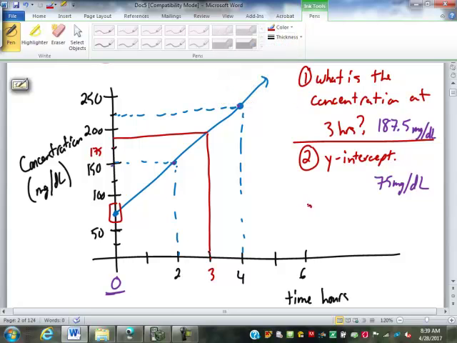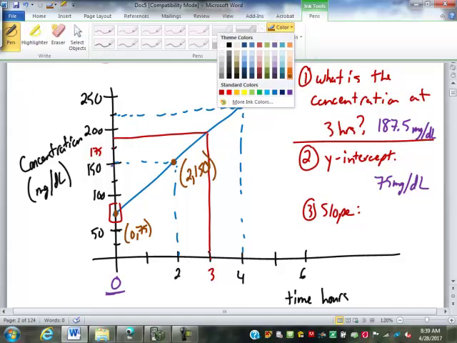We might be asked to find the slope. Well, the slope can be found from any 2 points. I've got 3 points here, actually, that are clearly marked on this one, or clearly identifiable. So I'm going to do this one here. This one is (0, 75). This is my y-intercept. And this point up here is 2 hours and 150.